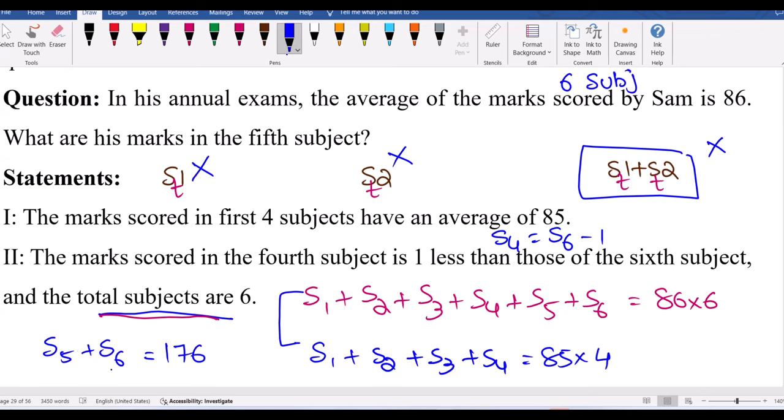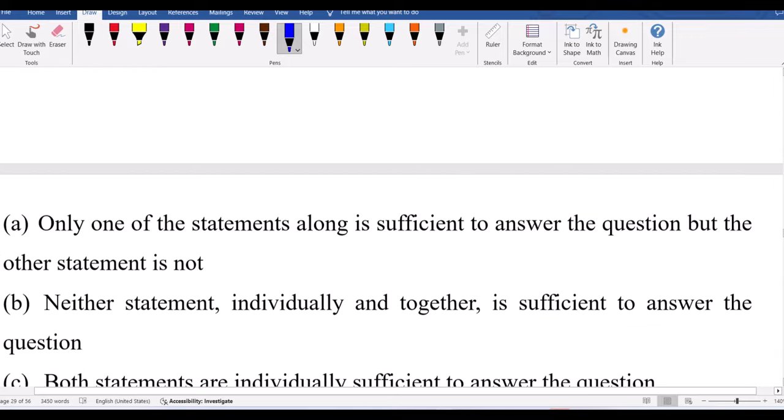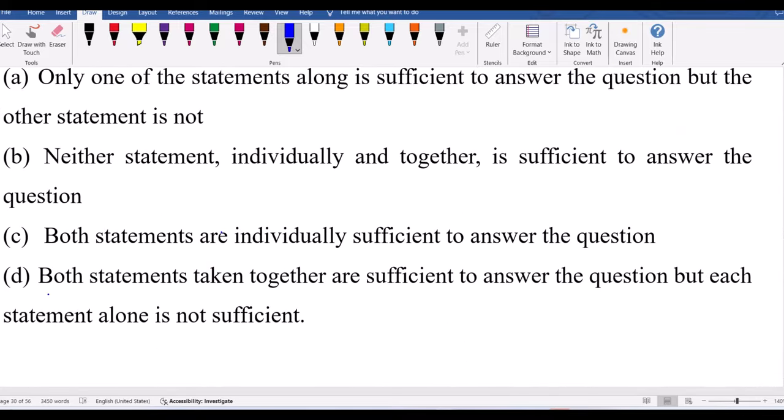six, then we can handle this one, but together also not sufficient here. Put together not sufficient. We need additional data. Neither of the statements individually nor together is sufficient. Together also not possible, individual also not possible.